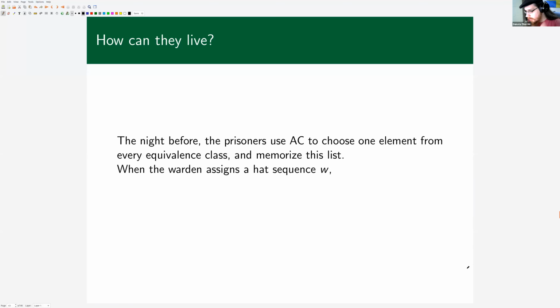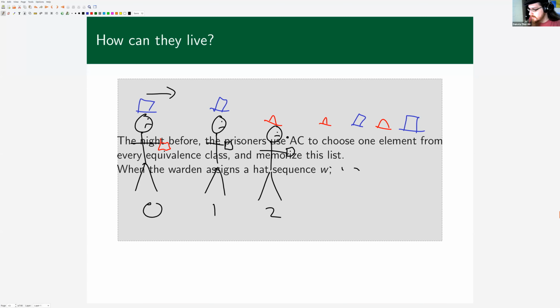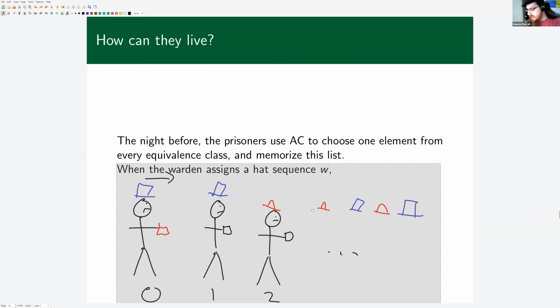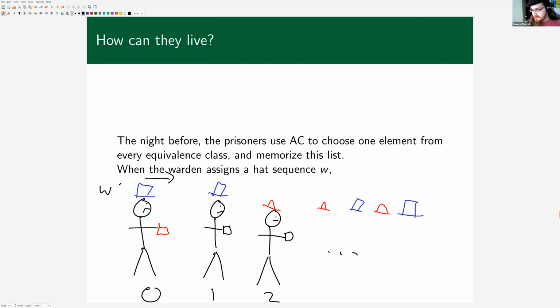And now what happens when the warden assigns a hat sequence W? Do I still have? Yes, I do. Okay. Let's say that he assigns this sequence W, W for warden. What can, say, prisoner 2 see? He can't see 0, he can't see 1, and he can't see his own hat. But he can see everyone in front of him. So he narrows down the possibilities to like 8 of them, right?